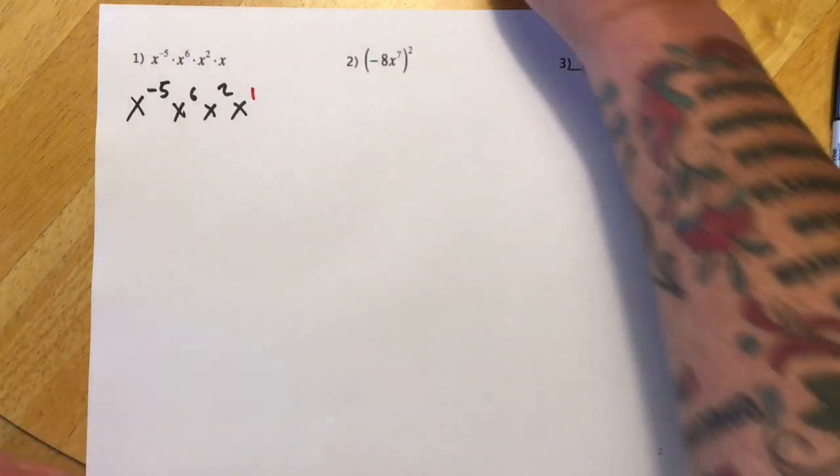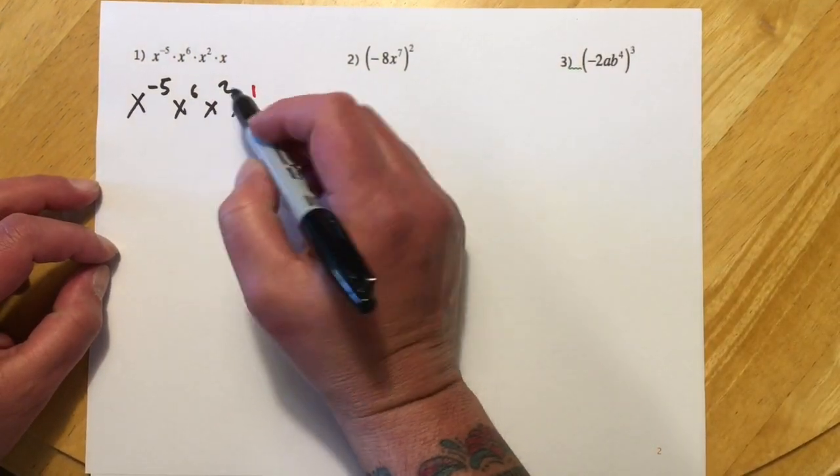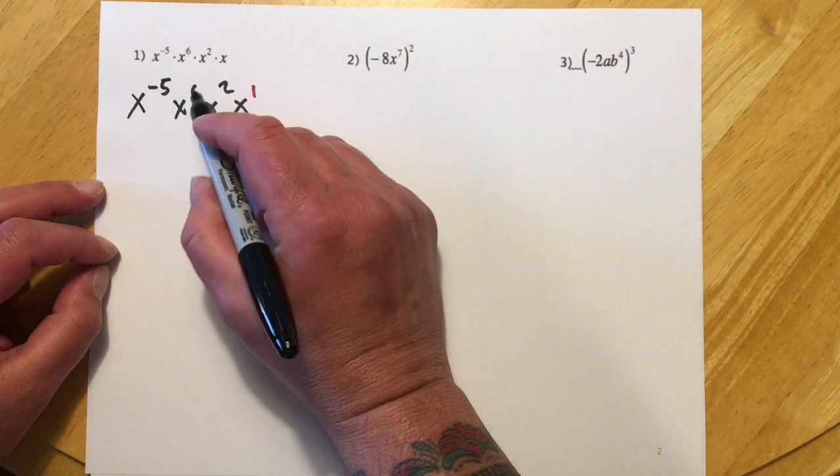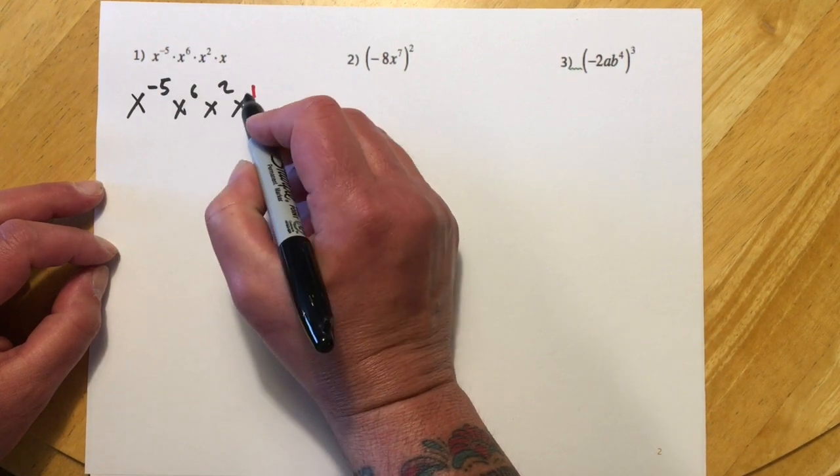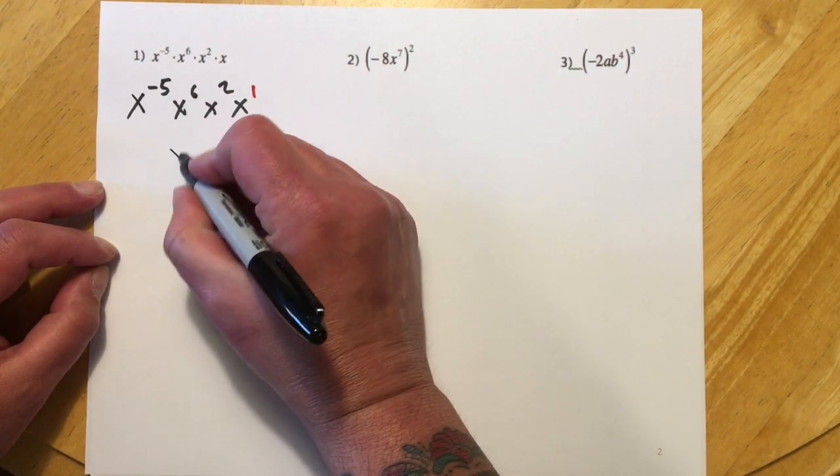There's an invisible 1 right there that often gets forgotten. So if it helps you, write the little 1. And we multiply, we add the exponents. This is going to be negative 5 plus 6 would be 1, plus 2 plus 1, should be x to the fourth.